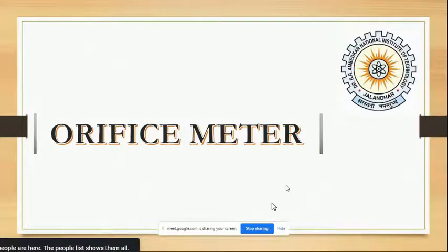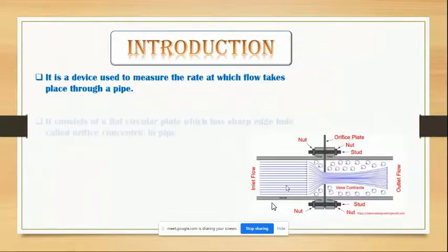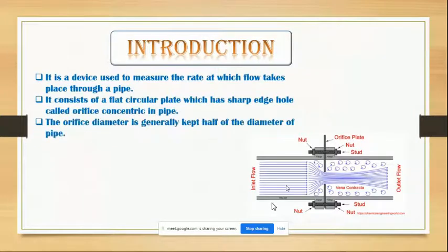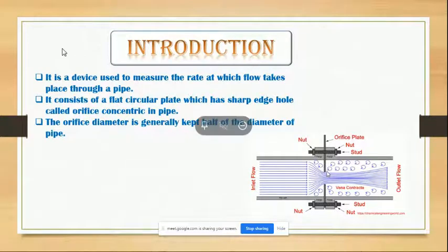I am Ishwar Mitra, and this time the experiment we are going to discuss is based on the orifice meter. The orifice meter is a device which is used to measure the flow rate of water, like the Venturi meter. You can look at the image as well. It consists of a flat circular plate with a sharp-edged hole through which the water is allowed to pass.